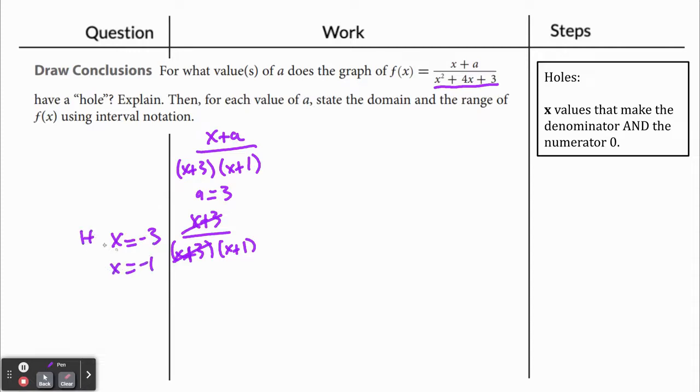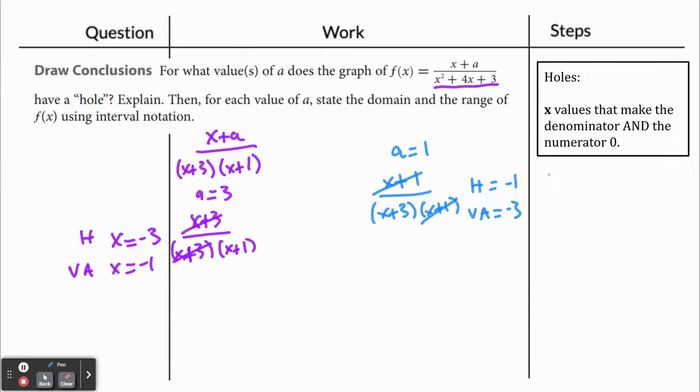And then there's another situation where a is equal to 1, which would give us x plus 1 over x plus 3 times x plus 1. And the x plus 1s would cancel out, so I'd have a hole at negative 1 and then a vertical asymptote at negative 3. So in this case, if we're asked for the domain and the range of these, the domain is actually going to be the same, because in both of these situations, the x values cannot be negative 3 or negative 1.